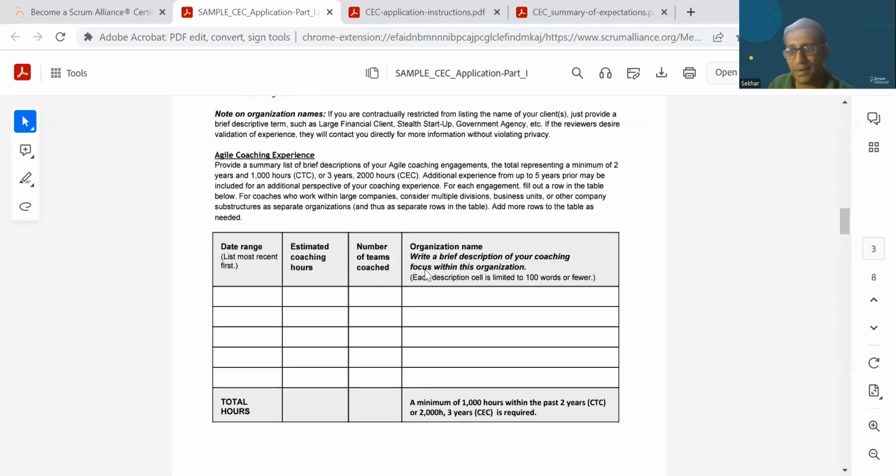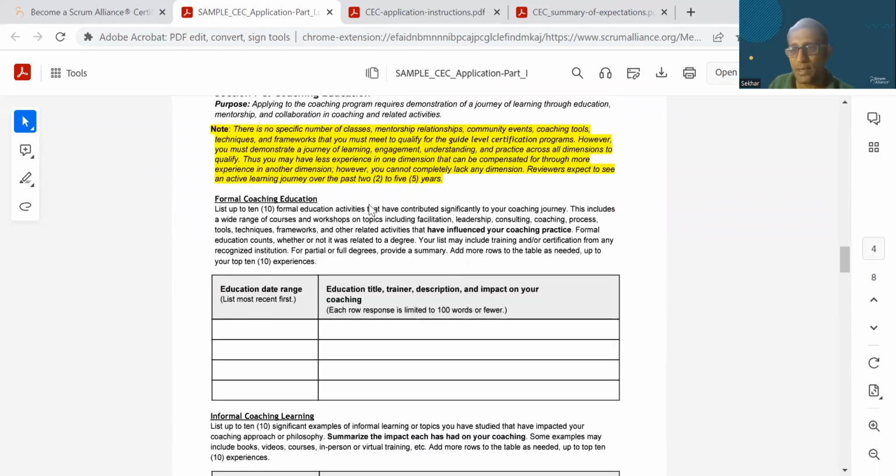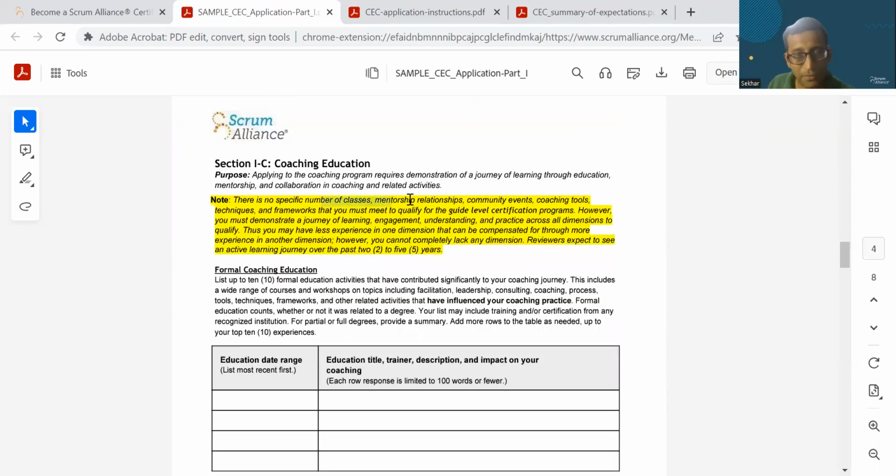You have to document the number of teams or any enterprise leaders or something like that. For a CEC, it's a minimum of 2,000 hours. Then formal coaching education: what did you learn? Again, there is no specific number of classes, mentorship or relationships, community events, coaching goals, techniques, or frameworks that you must meet to qualify for the guide level certification. However, you must demonstrate a journey of learning, engagement, understanding, and practice across all the dimensions to qualify.